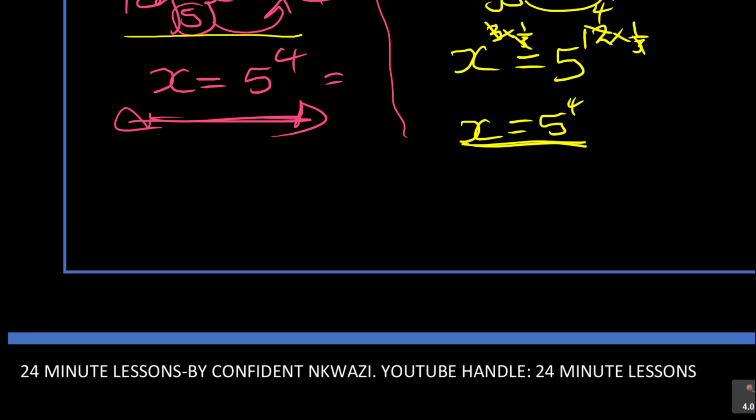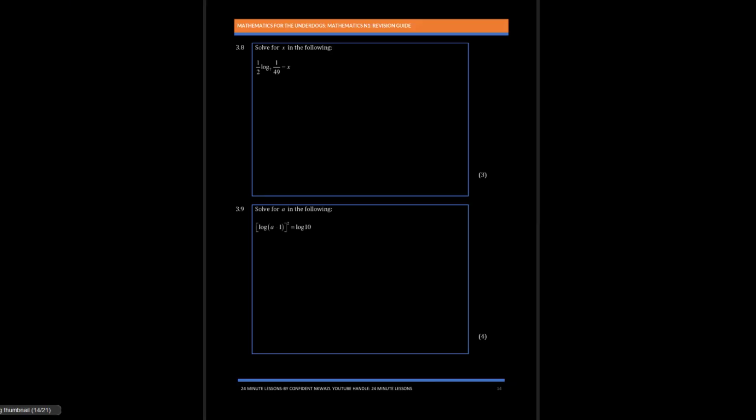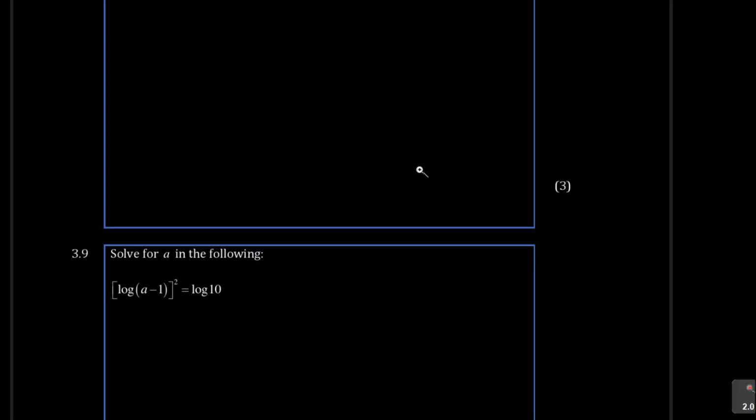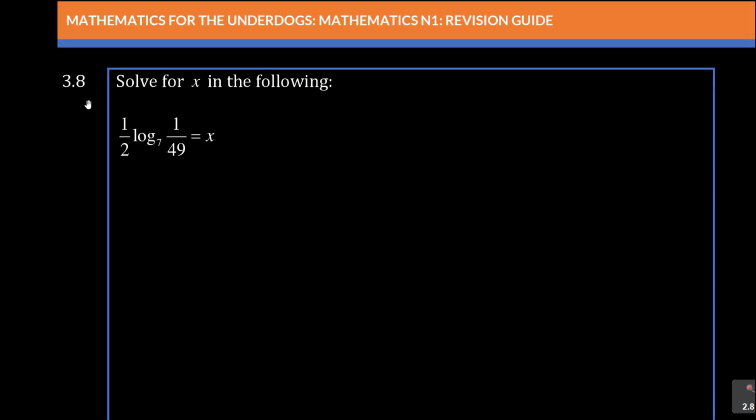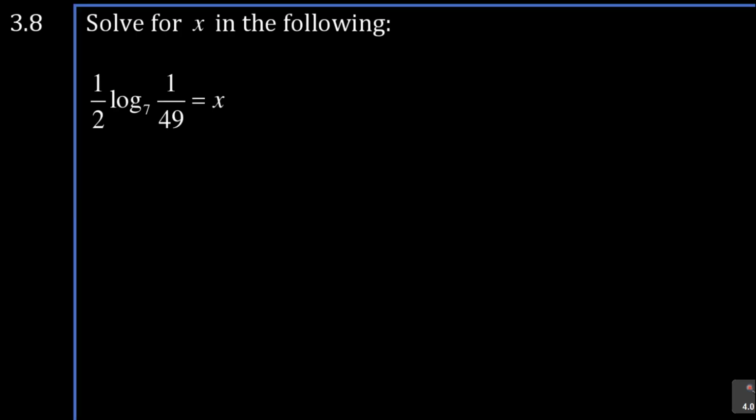All right. And then again, we're just looking at a few of these logs here. They also carry good marks. This is 3 marks. You're supposed to solve this here. Solve for x in the following. Let me make it a bit larger. Look at this one. It's 1 over 2 log base 7 of 1 over 49 is equal to x.